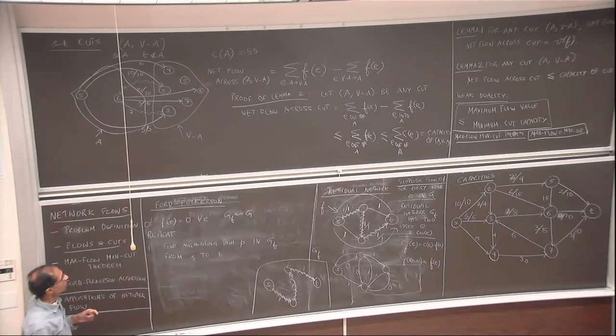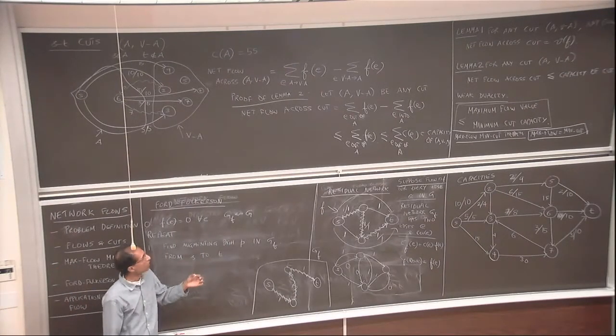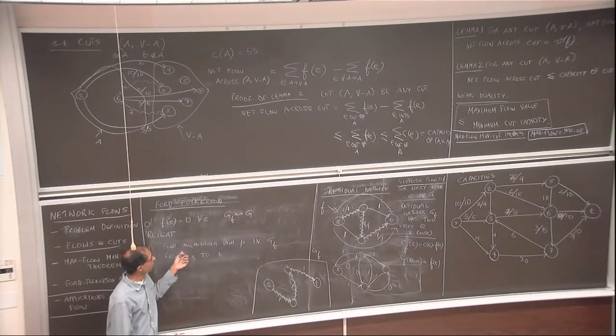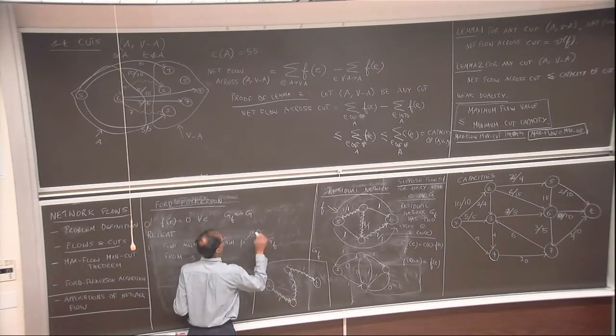Then you repeat. You find an augmenting path. By augmenting path, I simply mean a path of positive capacity. Find augmenting path P in which every edge has positive capacity.